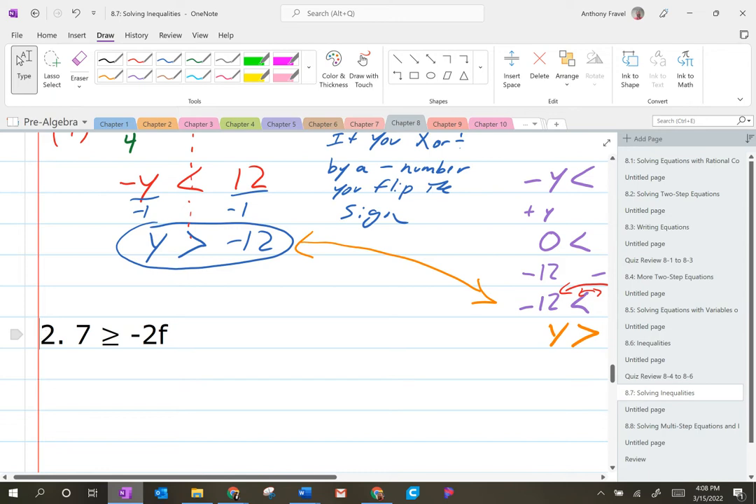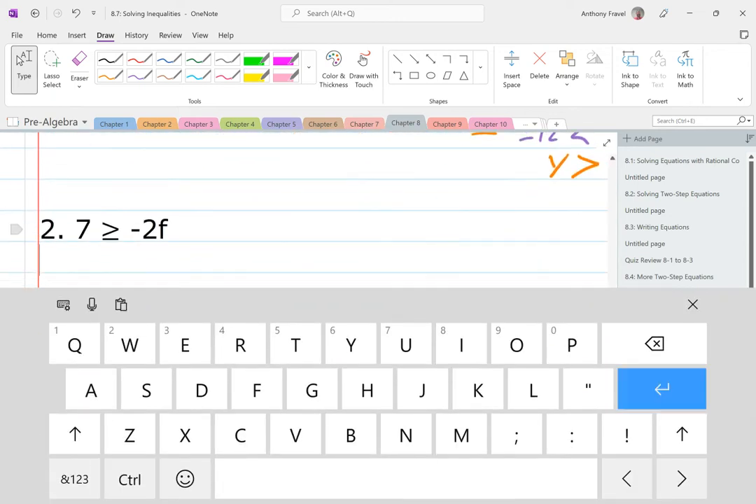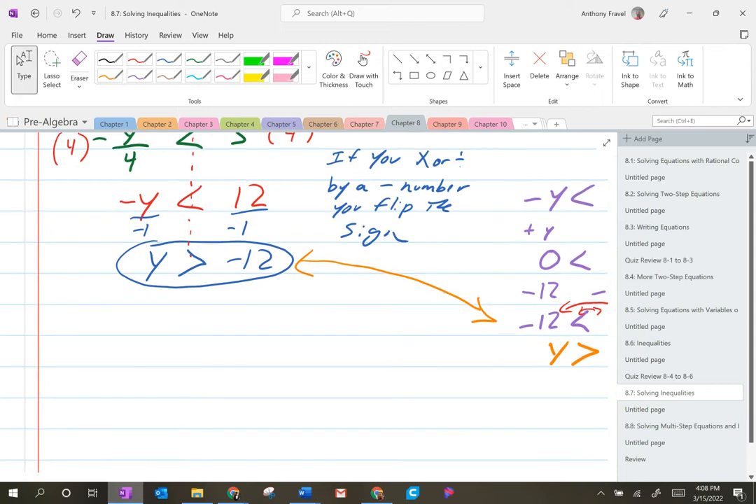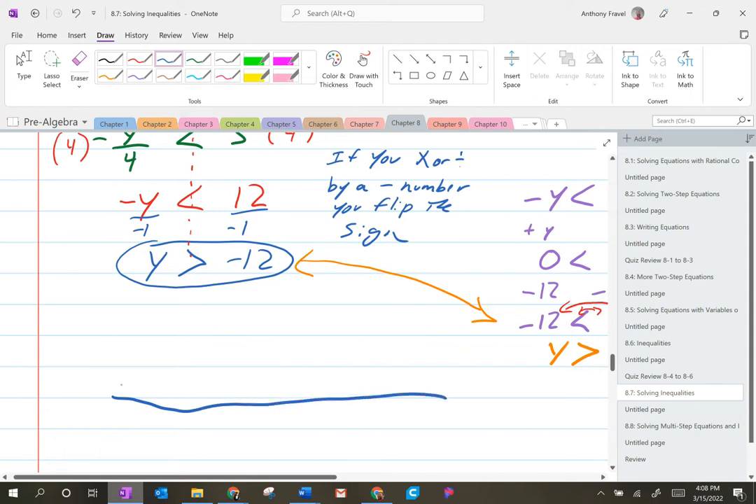I'm going to give myself a couple extra lines here so I can make that number line. All right, I'm now going to have my number line right down here. Oops, tablet moved on me while I was writing. So I got at least 3 numbers. This is negative 12. A smaller number is negative 13. And I've got negative 11.